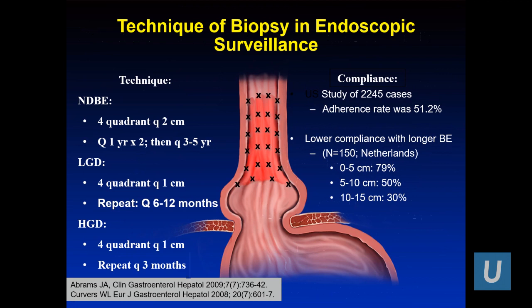And we actually have a paper at this year's DDW, which shows that using the GI Quality Registry, the results are almost identical to the Netherlands data on many more patients.